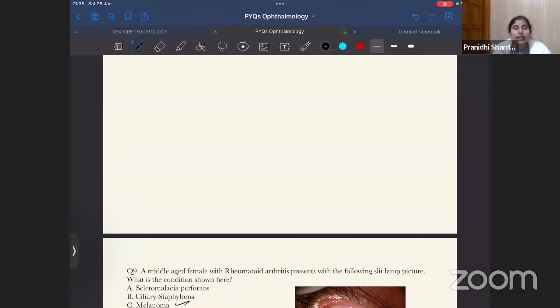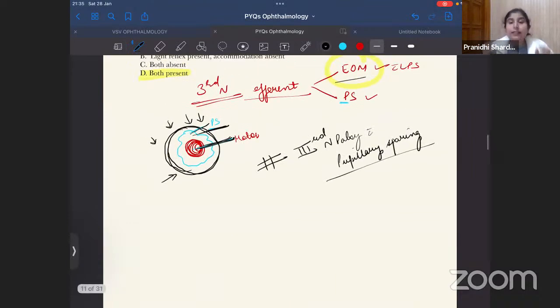So in one sentence, what we study is that third nerve palsy in diabetes is a pupillary sparing palsy. This is the summary. This is the crux of the question, that third nerve palsy in diabetes is pupillary sparing. Rest of the things will be there: there will be ptosis, there will be down and out eye. Okay, so the pupillary sparing will be there.